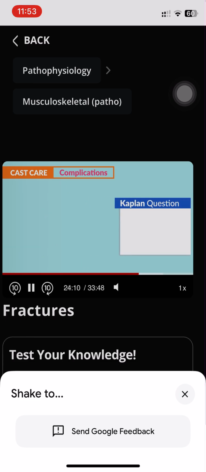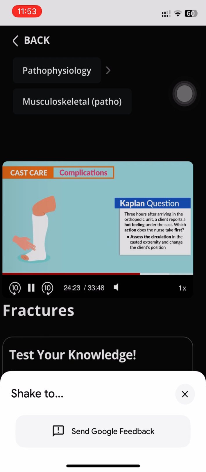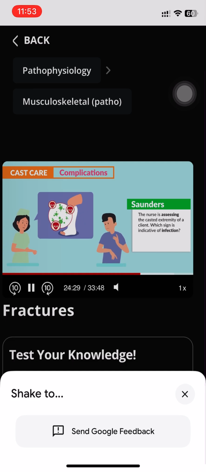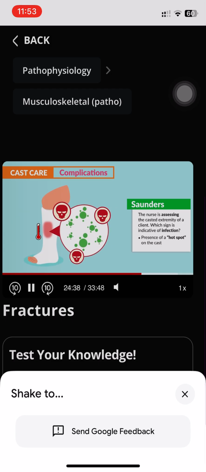So Kaplan mentions, 3 hours after arriving to the orthopedic unit, a client reports a hot feeling under the cast. Which action does the nurse take first? Assess the circulation of the casted extremity and change the client's position. And Saunders mentions, the nurse is assessing the casted extremity of a client. Which sign is indicative of infection? The presence of a hot spot on the cast.